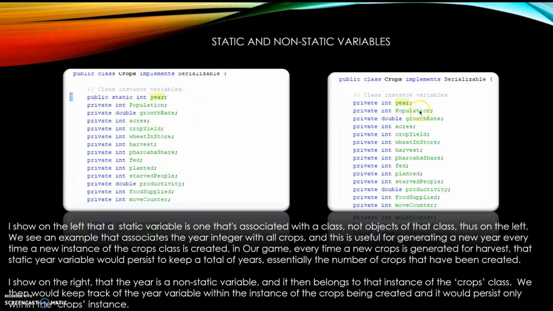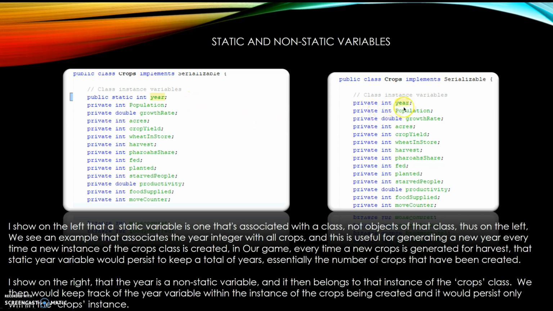I've made a quick change just to demonstrate the differences of what these would be and how they would be implemented. On the left, we have a static variable year. It does not belong to an instance of crops when we create crops, but it does belong to the crops class. So every time we create a crops class, we could actually, within that constructor, just implement a counter that is going to change this static variable for all crops. So it would be an easy way to increment a new year every time a crop is created, or every time we loop through a crop harvest year situation in the game.